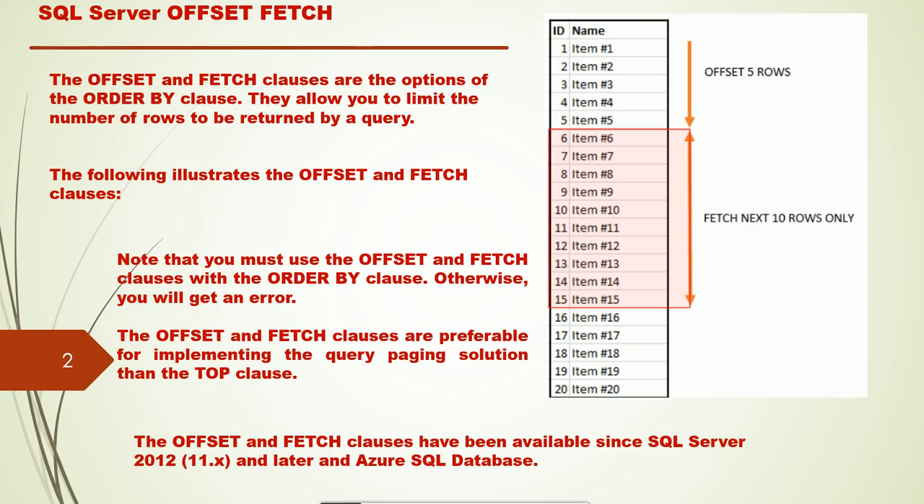The OFFSET and FETCH clauses have been available since SQL Server 2012, 11.x and later, and on Azure SQL Database. So this is about OFFSET and FETCH. With the help of this, you can limit the number of rows returned by a query. So, is it understood? Now, we will move to the next slide.